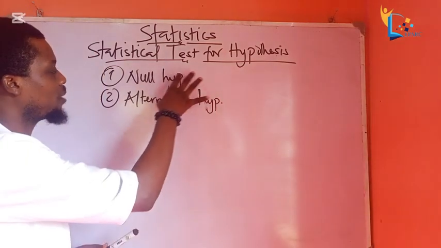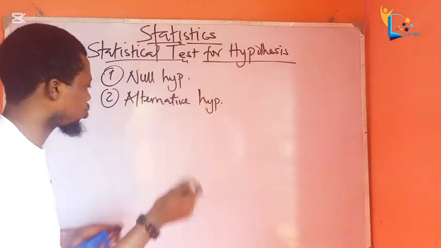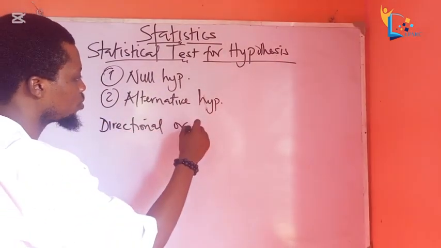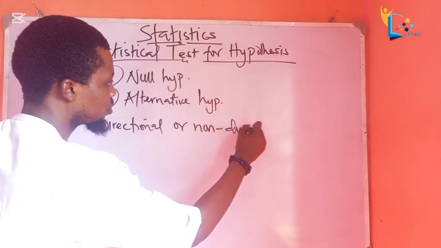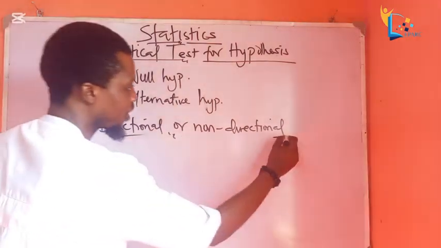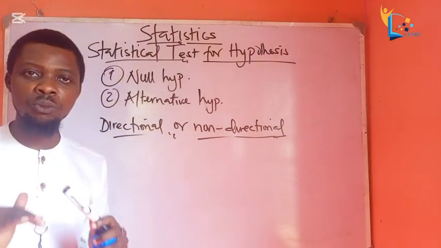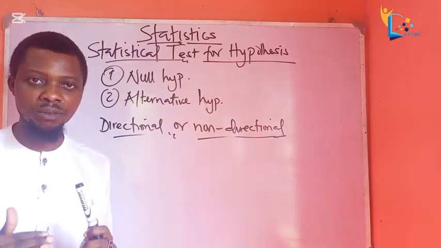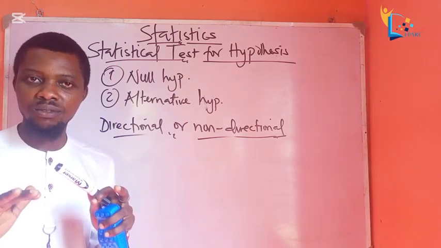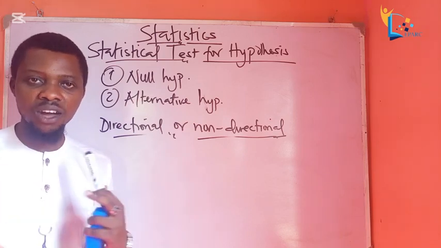Then the hypothesis here being tested can be directional or non-directional. Are we together? Okay? Please use the comment section. I'm going to be as slow as possible so that you can get me. I will always come back to repeat myself. So calm down, take it easy, use the comment section if you don't understand so that we'll get along.